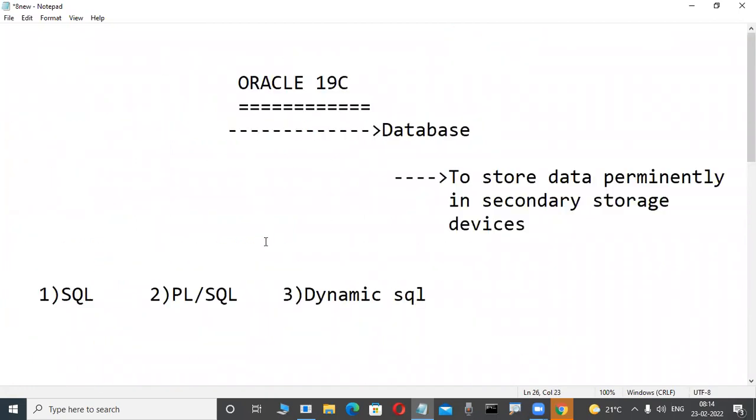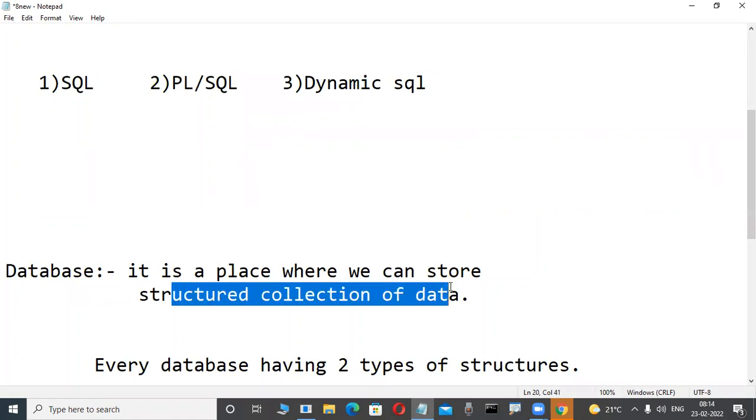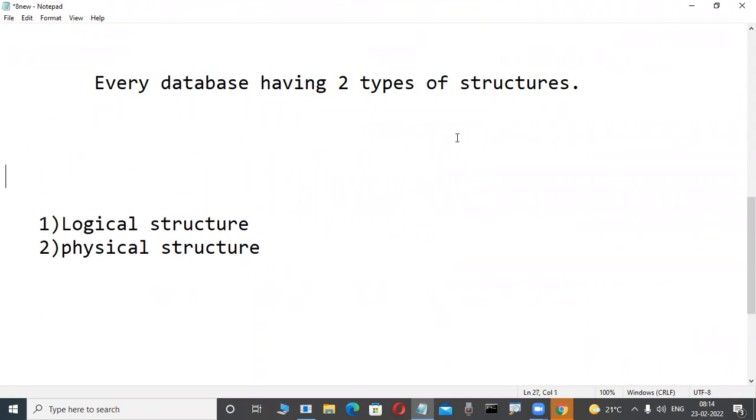Now, what's important? Slowly observe here. Oracle, SQL Server, DB2, any relational database software we install, then automatically some place is created. That place is called a database on a disk. In that place we are storing a structured collection of data, as I said in previous classes. But what I'm telling today is that every database has two types of structures. I'm telling this because today I want the database definition.